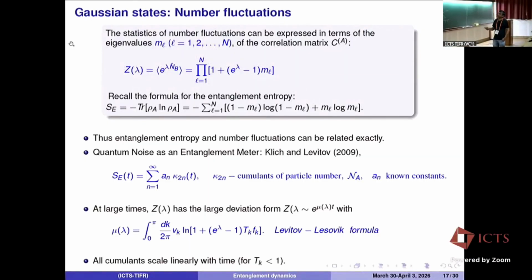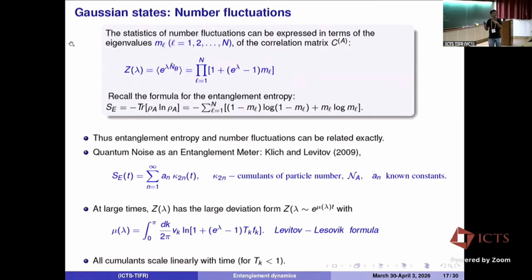And one can write a generating function for this number distribution. And for these non-interacting systems, everything is again given exactly in terms of the eigenvalues of the correlation matrix. Recall that the entanglement entropy was also given in terms of the same eigenvalues. Because they are both related to the same eigenvalues, you can find an exact relation between the entanglement entropy and number fluctuations. Entanglement itself is difficult to measure, but using noise, you can say something about the entanglement. Okay, so this is the idea in this paper.